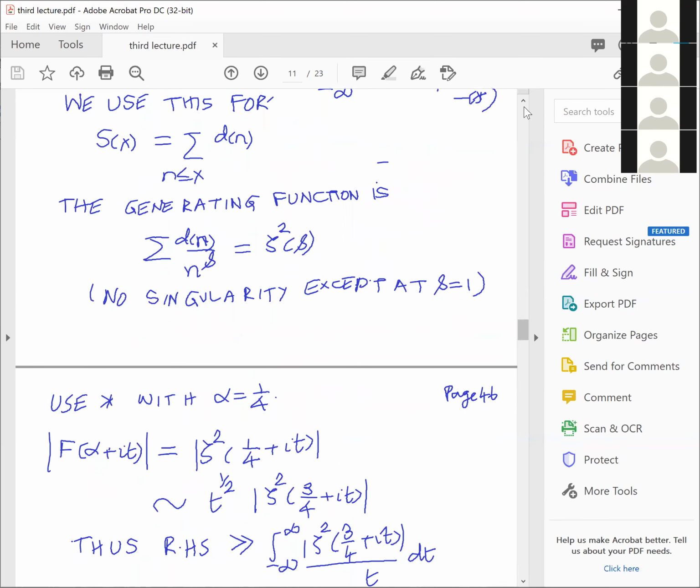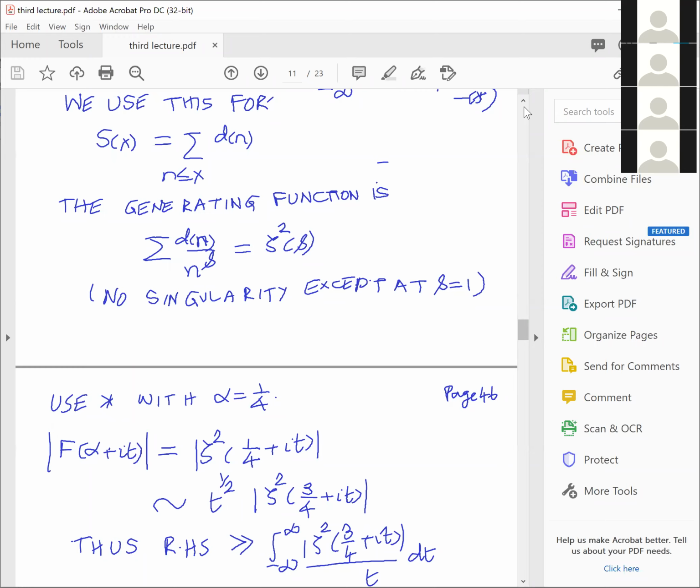Now for zeta square of 1/4 plus it, I can use the functional equation. Once I write the functional equation, it will give you something like t power half times zeta square of 3/4 plus it. By Ramachandra's theorem, zeta square of 3/4 plus it is bigger than 1 in the L2 norm, because he has already proved that. Which means your f of alpha, 1/4 plus it, is bigger than square root of t. Therefore, alpha equal to 1/4 is precisely what you are taking.